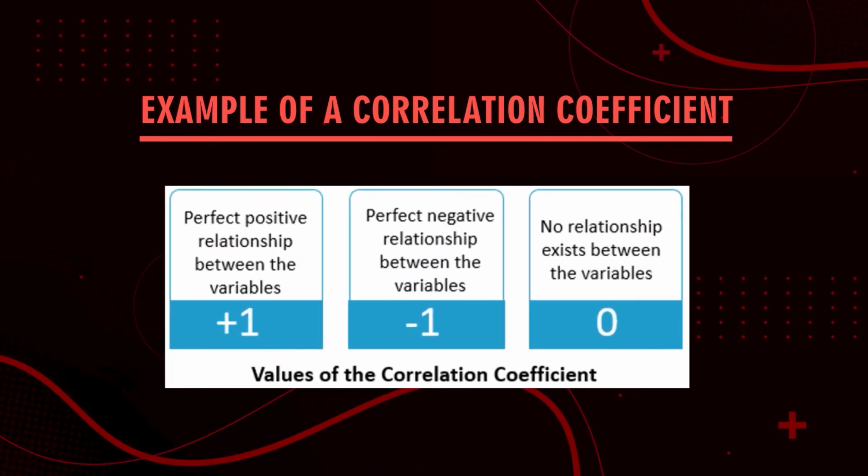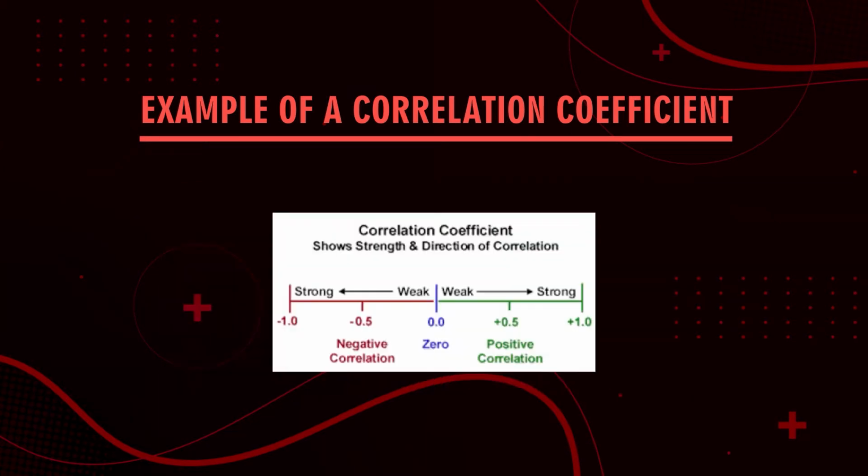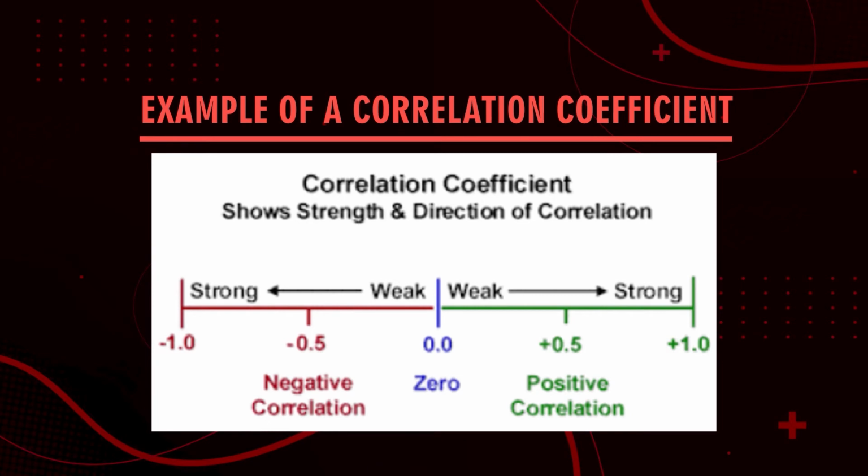A perfect positive relationship between the variables is denoted by +1, a perfect negative relationship between the variables is denoted by -1, and no relation between the variables is denoted by 0. So from strong to weak, strong is 1, weak is 0.5, and 0.0 is almost zero where there is no relationship. Similarly for negative correlation, and when you talk about positive correlation, it goes from +0.5 to +1.0, so from weak to strong.